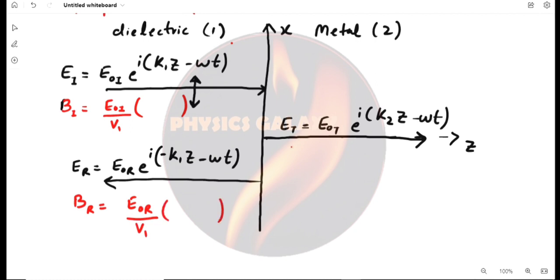But one thing about this reflected magnetic field is that it will suffer a phase change of pi, which I will denote by putting a minus sign here. And for the transmitted magnetic field, B_T will be E naught t divided by the velocity of light in this medium, v2, and the same exponential factor.